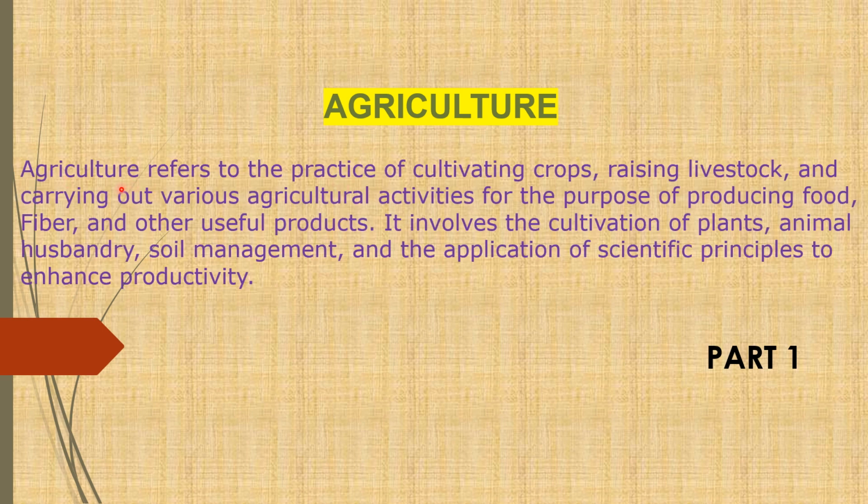Agriculture. Agriculture refers to the practice of cultivating crops, raising livestock, and carrying out various agricultural activities for the purpose of producing food, fiber, and other useful products. It involves the cultivation of plants, animal husbandry, soil management, and the application of scientific principles to enhance productivity.